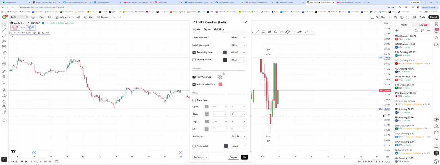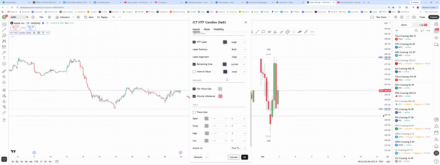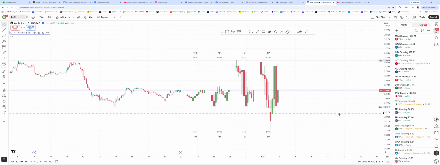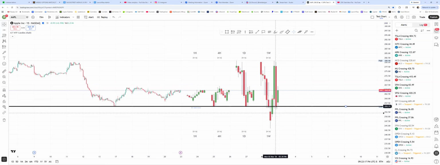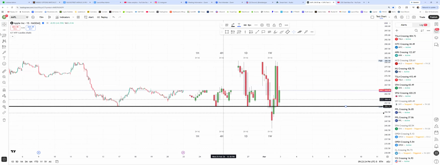Look at that fair value gap. Oh hell no, I can't. We ain't doing all that. Yeah, that's too much. Not the fair value. Yeah, nah, they're doing too much. I'm good off all that. That's crazy, bro. Yeah, this is just a lazy way of doing it.